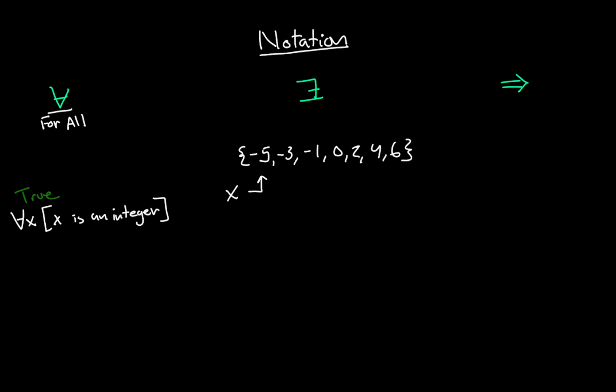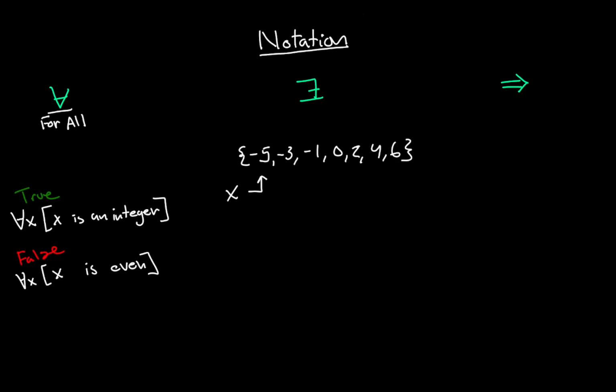Then let's see an example where it's false. Let's say we said for all x, x is even. This is going to be false because not all the values x can take are even. -5 here is not even, it's odd. -3, -1, they're all odd. So this isn't true for all values of x, so this entire statement is false.